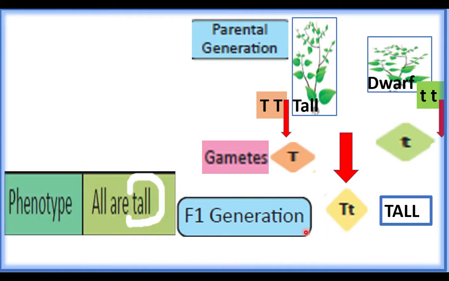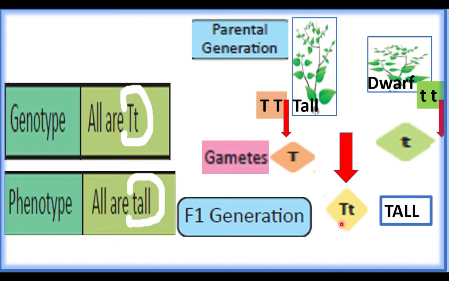Phenotype is nothing but the external appearance of characters. In the F1 generation, the phenotype of all the plants is tall. The gene combination that makes a character is the genotype. In the F1 generation, all the plants had the genotype capital T, small t.